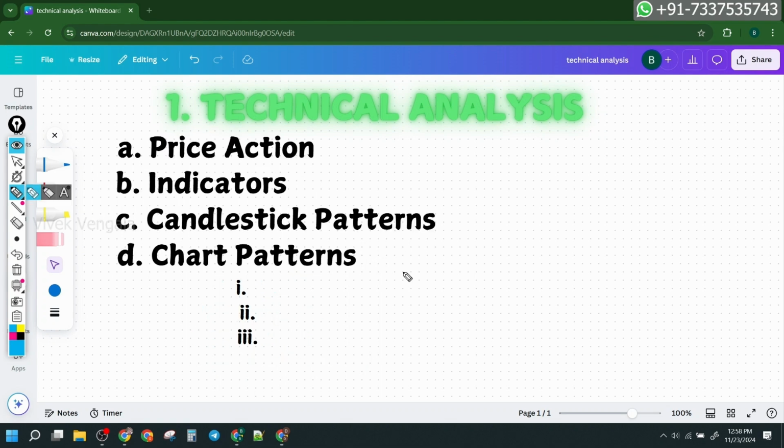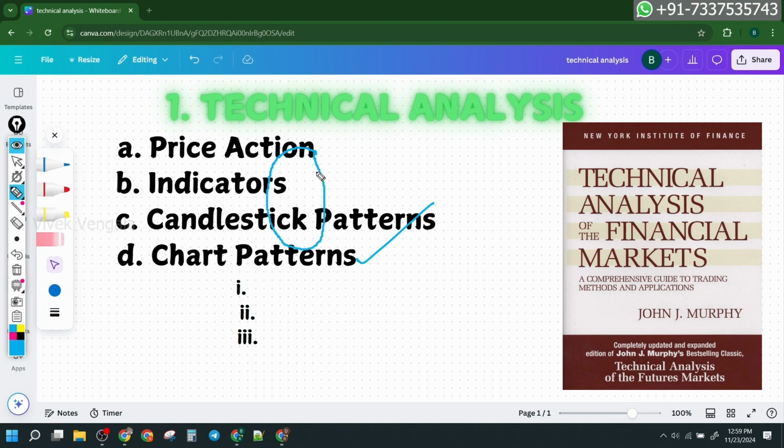Next in the list of technical analysis mastery is chart patterns. In chart patterns, you can study a number of patterns, and there are a lot of books. And all these concepts will be covered in one book. I'm going to provide that book on screen. You can buy and read it, or you can download it online and read it. That is going to provide a lot of information if you are a beginner.